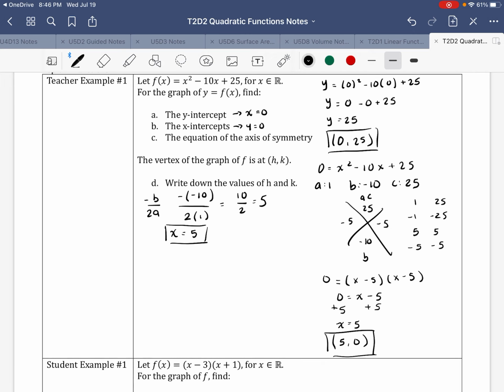Right? And that is an equation, right? It's saying that is a line, x equals 5, as opposed to our x and y intercepts, which have been coordinate points, the point at which it is crossing an axis.